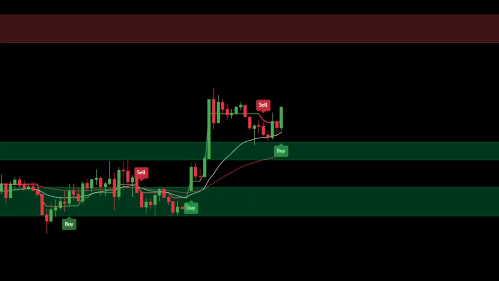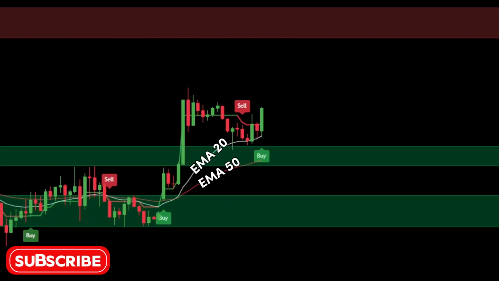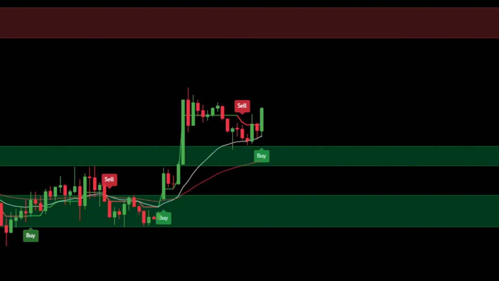How to place a buy order. If EMA 20 crosses above or stays above EMA 50, it is a sign of a bullish trend. In this position, you will only look for the best point to place a buy order. Wait until the price candlestick tests the support area. After that, wait for a buy signal to appear from the range filter buy and sell indicator.